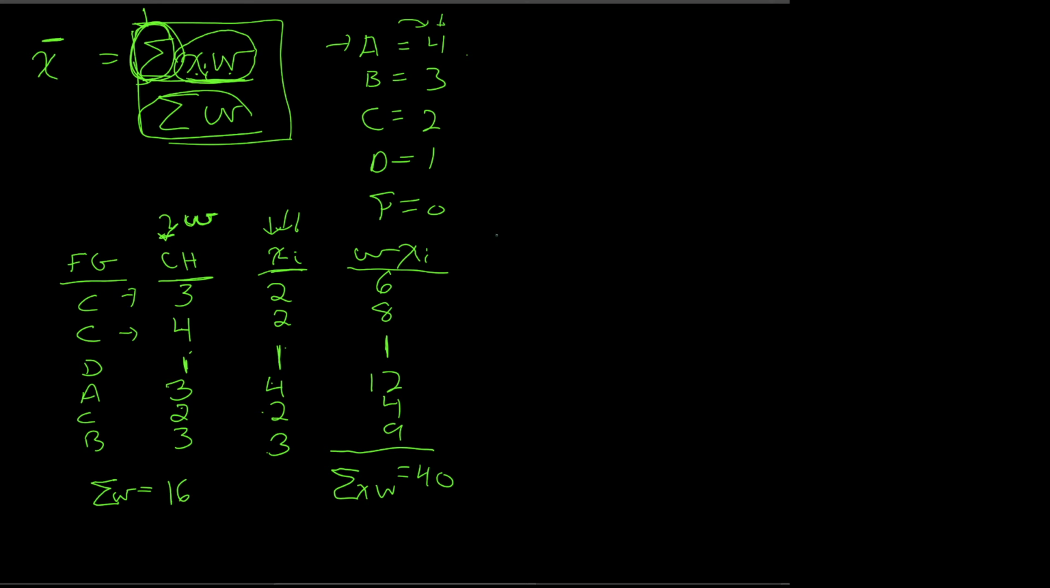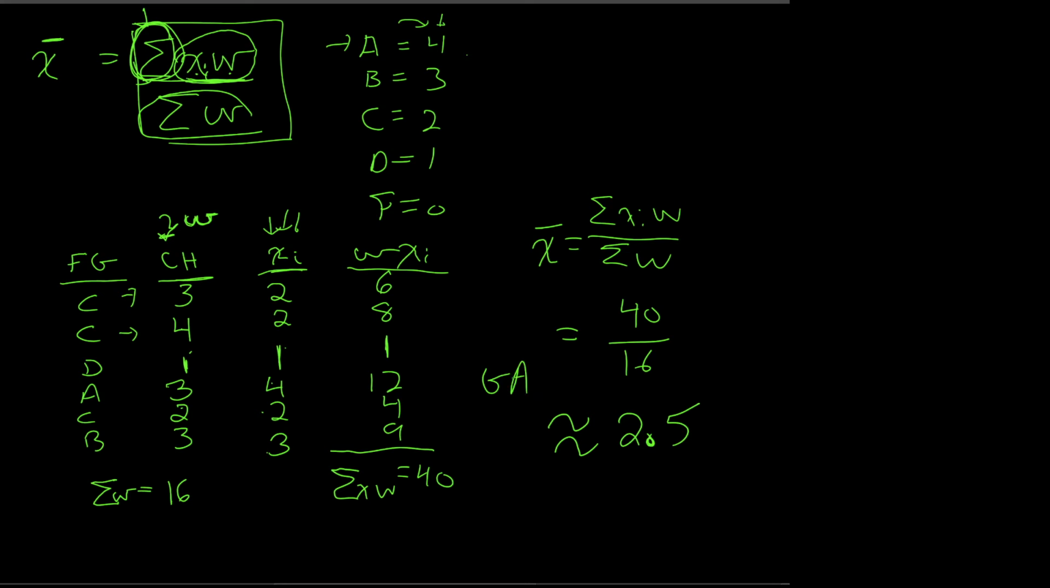And so my weighted average is the sum of my xi's times w divided by the sum of my w's, which in this case is 40 divided by 16, or approximately 2.5. And so the GPA is 2.5. And this is how weighted averages work. Notice how this A gives a weight of 12, while this C gives a weight of 8 compared to this C, because of the difference of the credit hours coming through. And so weighted averages are actually really, really important.